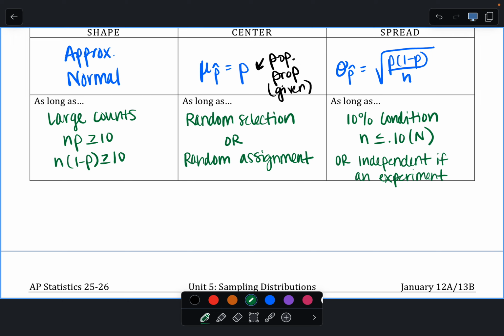I don't know. So anytime you're really doing an experiment, it's easier to say these pieces of fabric are independent of each other. Like one deteriorating faster is not going to affect the other. So if you're doing experiment type things, you'll probably find if you try to write the 10% condition, it's going to feel weird and it's not going to really make sense when you read it out loud. That's usually when you go in and say these things are independent. So just a little heads up.